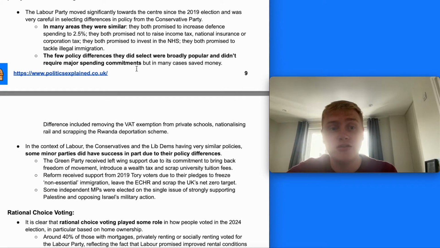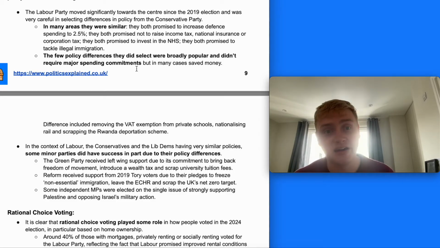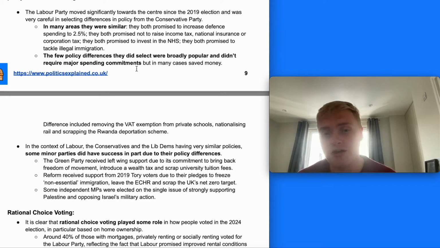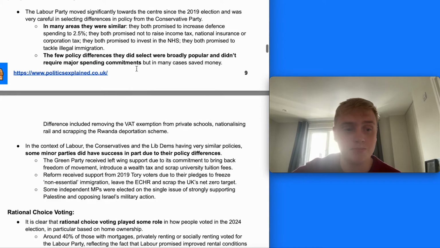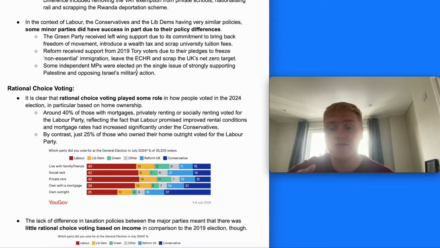So they promised to increase defence spending to 2.5%, at least by the end of the next Parliament. They both promised not to raise income tax, national insurance, or corporation tax. They both promised to invest in the NHS, and they both promised to tackle illegal immigration. The few policy differences they did select were broadly popular and didn't require major spending commitments, but in many cases actually saved money. That included removing the VAT exemption from private schools, nationalising rail, and scrapping the Rwanda deportation scheme.